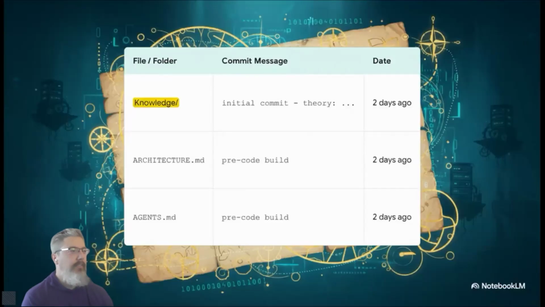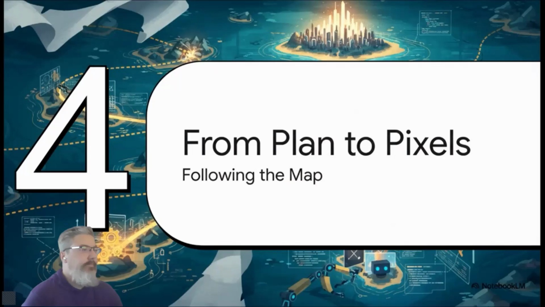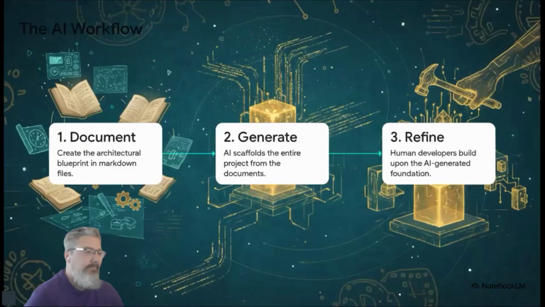And this just brilliantly illustrates the proof. I mean, if you actually look at the repository's history, the knowledge folder and these key architecture documents were the very first things created. Yep. They are the pre-code build, the treasure map laid out for an AI to follow. Okay, so how does this map lead to the final treasure, a working application? Well, the process is just as elegant as the idea itself. It's a workflow that puts the human in the role of the architect and the AI in the role of the builder. It really breaks down into 3 simple steps.